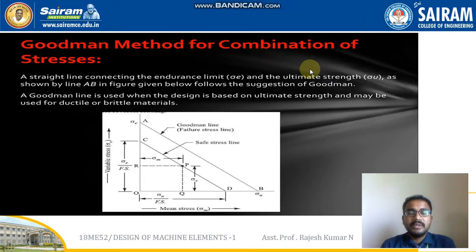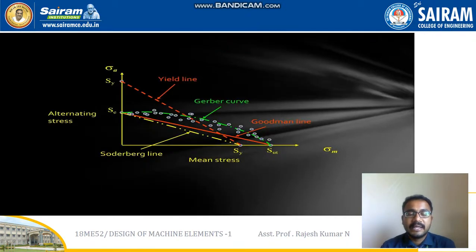Hello everyone. In this video, we will be discussing a derivation of Goodman's method. Already in the previous video, we had a discussion on the SN diagram, where we got to know the different failure lines, that is the Soderberg line, Goodman line, Gerber curve, and with respect to the yield line.